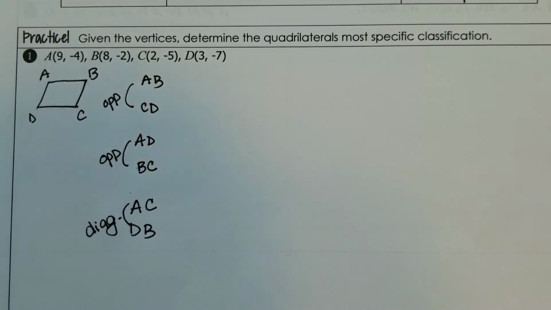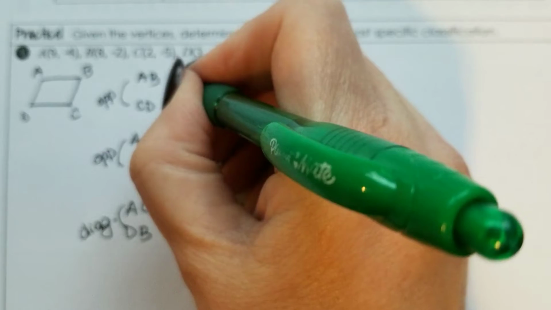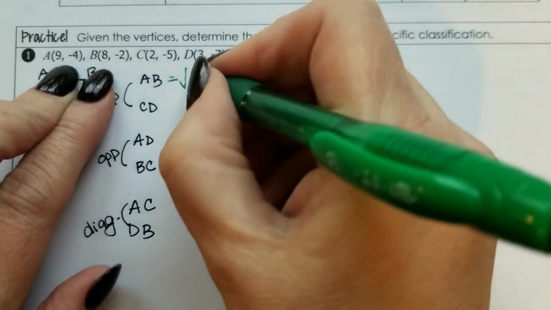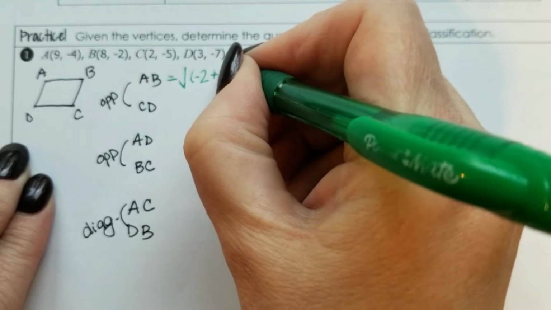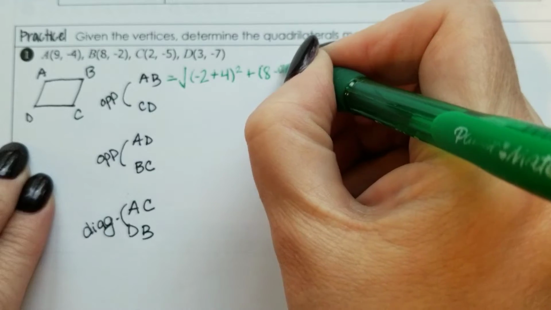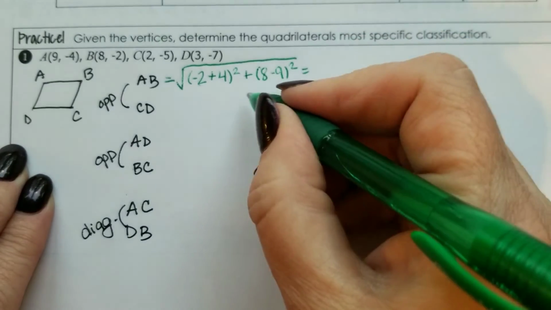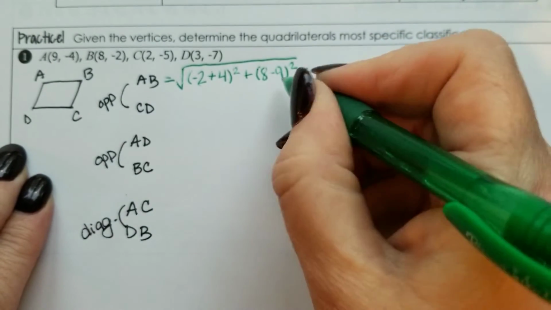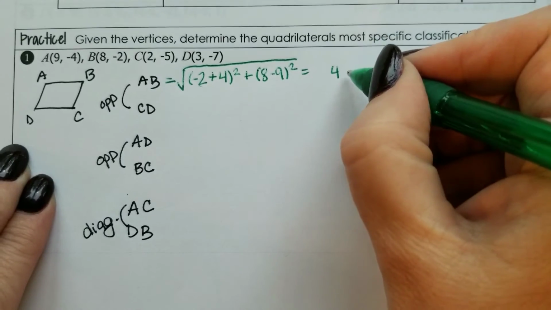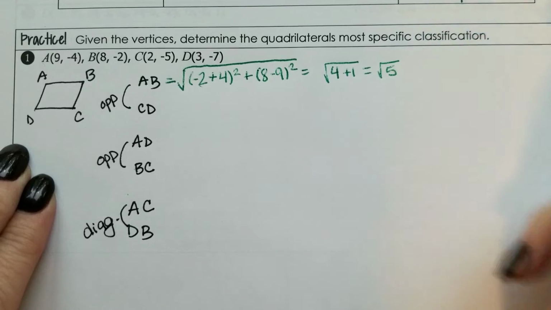So let's take a quick look at some of these. We've got AB and CD. These are opposite. Let's find out if they are congruent. So the distance between A and B, we're using these two. We're going to do -2 minus -4 squared plus 8 minus 9 squared. -2 plus 4 is 2, and 2 squared is 4. 8 minus 9 is -1. -1 squared is 1. So we have the square root of 5.